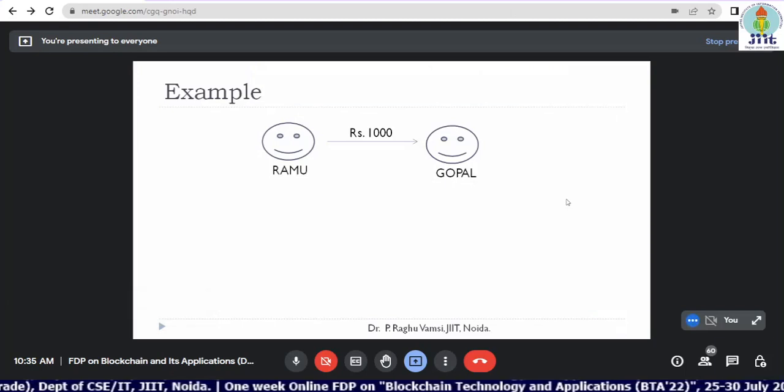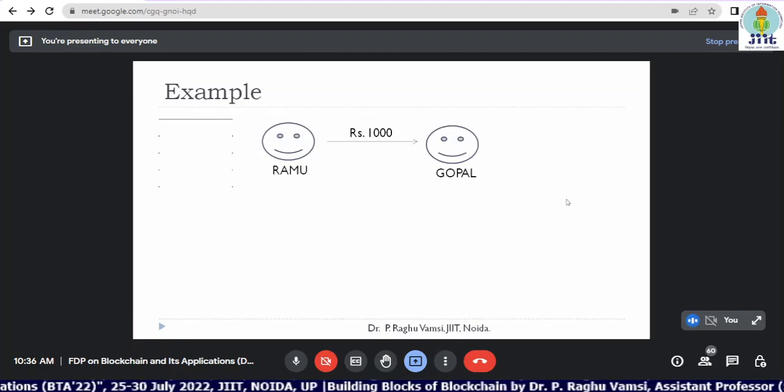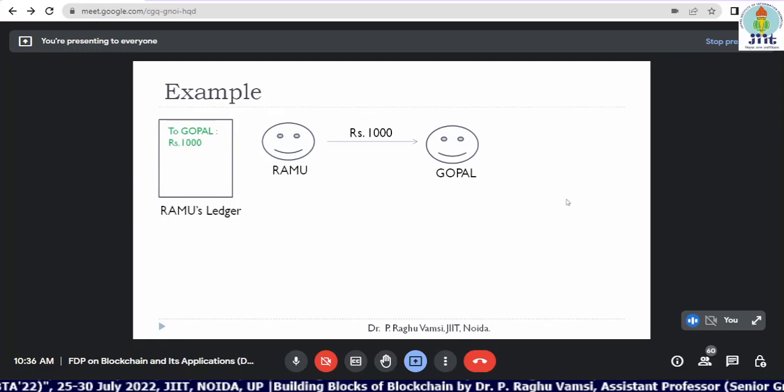Now, as a business person, as we have just seen, a ledger has to be maintained, so that in that ledger, Ramu has to record the transaction that I have given rupees 1,000 to Gopal. In the same way, Gopal is also a business person, so he should also maintain a ledger that I have received rupees 1,000 from Ramu. So this is the way the ledger needs to be maintained. Look here, this is a genuine ledger, how Ramu's ledger will look: To Gopal, rupees 1,000.